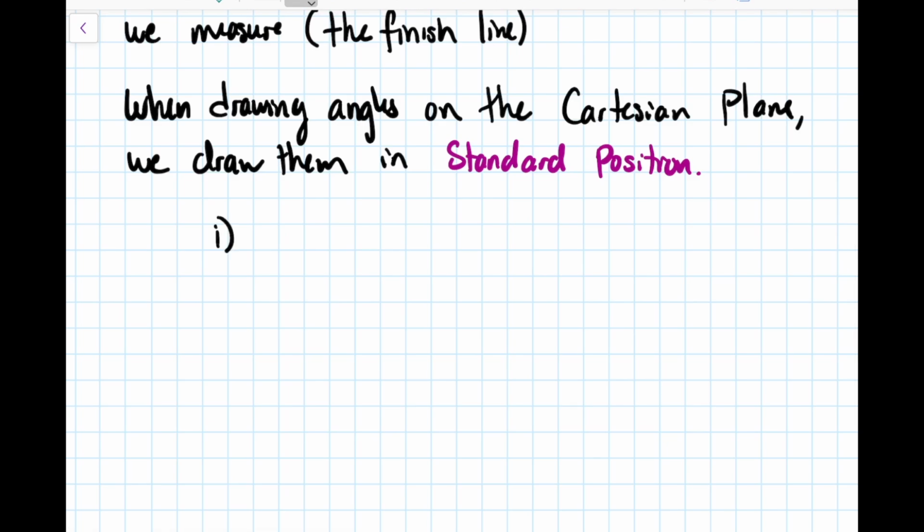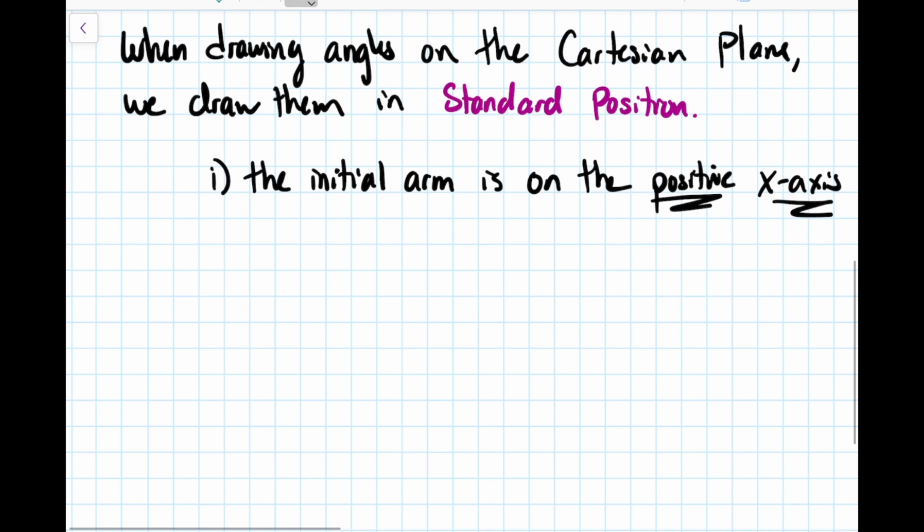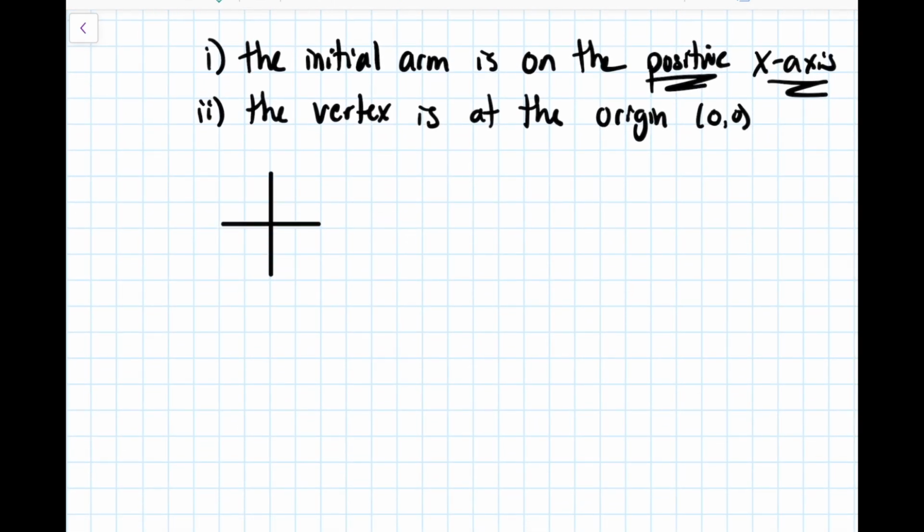The first is that your initial arm, remember your starting line, is on the positive part of the x-axis. It has to be the positive side, and it has to be the x-axis. The second criterion is that your vertex, your corner, has to be at the origin, which is just the point (0, 0), the point in the middle. If you follow those two criteria, in theory, everybody should be drawing their angles essentially the exact same way.